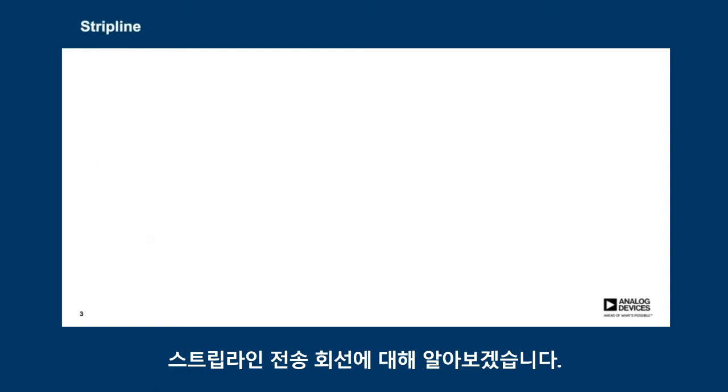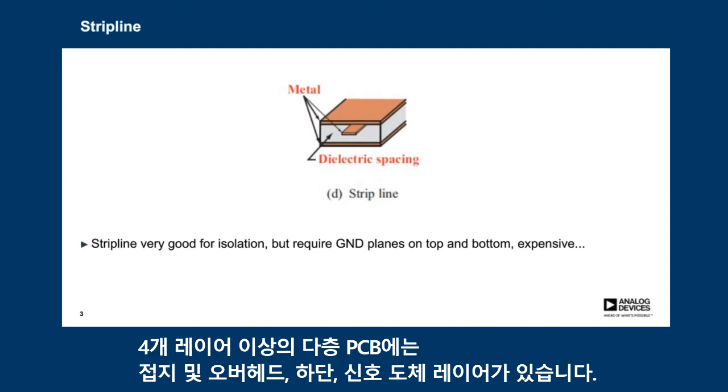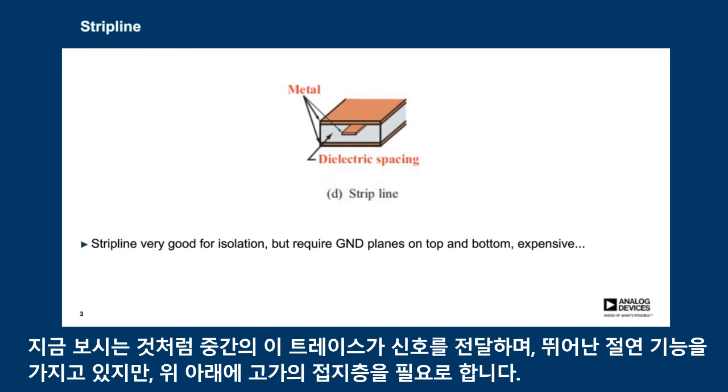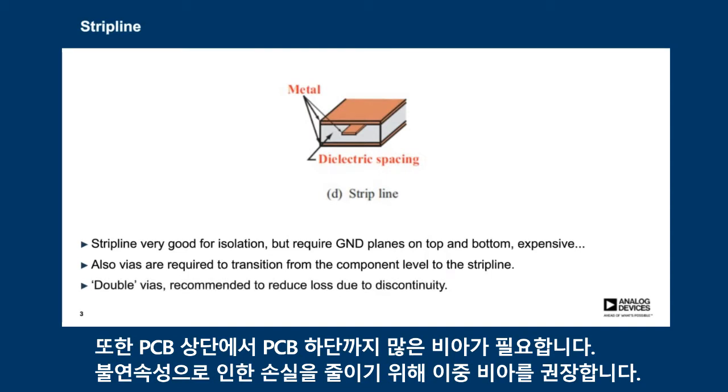A brief look at a stripline transmission line, so in multi-layer printed circuit boards with more than 4 layers, you have a layer of ground overhead and beneath the signal conductor. So what we see here is that this trace in the middle is carrying the signal and it has great isolation, but it does require ground planes on top and bottom, which is expensive. And also, to get from the top of the PCB to the bottom of the PCB, a lot of vias are required. Double vias then are recommended to reduce the loss due to discontinuity.